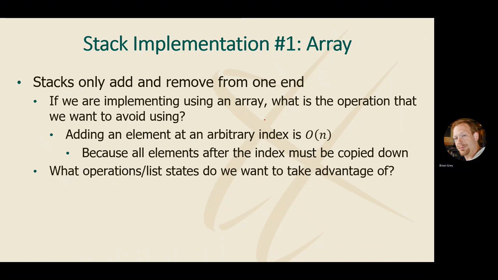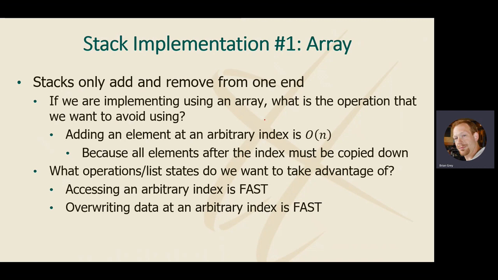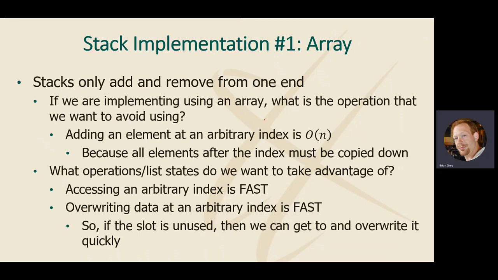Conversely, what operations do we want to take advantage of? Well, access and overwrite are real fast, right? That's just indexing. So if we can just do some quick math, access an index, overwrite that data, and then keep going, we're good. So the goal is, if we know which slots are unused, we can get to it quick and overwrite it. It's not going to be a big deal.